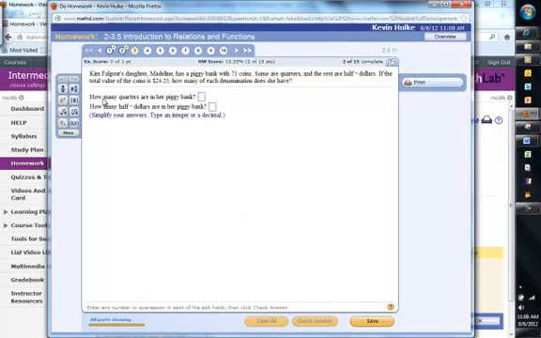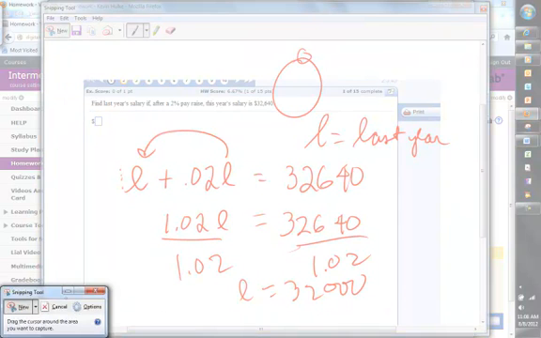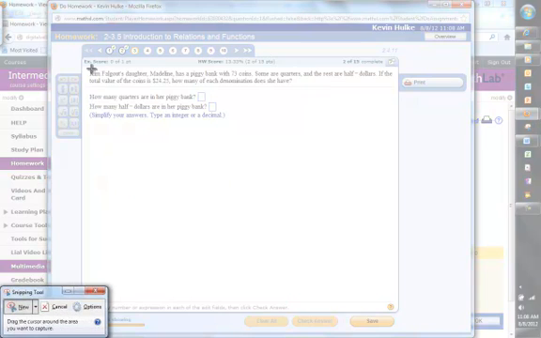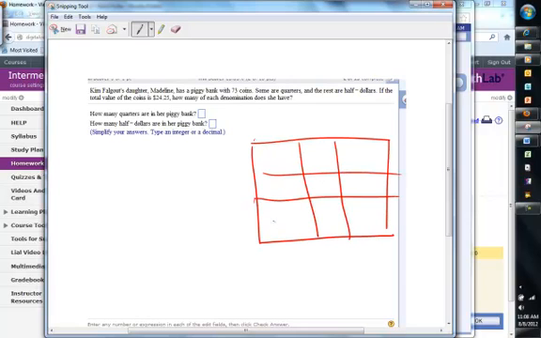All right, number 3, another time where we can make our chart. Kim Falgott's daughter Madeline had a piggy bank with 73 coins in it. Okay, so the total number of coins is 73. They aren't going to have a value, but we do know the total amount that they're worth is $24.25. Some are quarters, which are worth 25 cents, and some are half dollars, which are 50 cents.